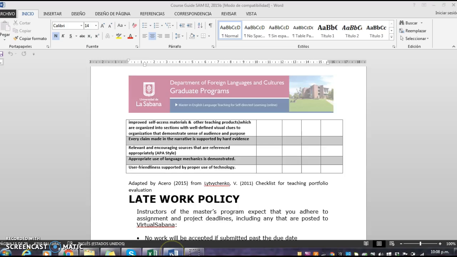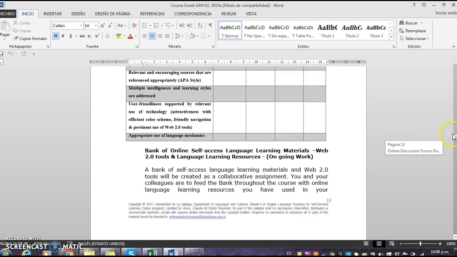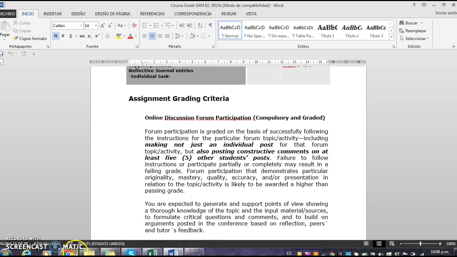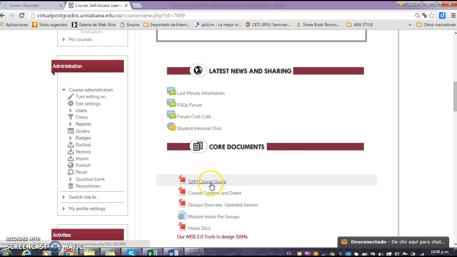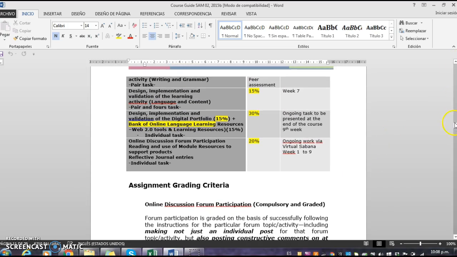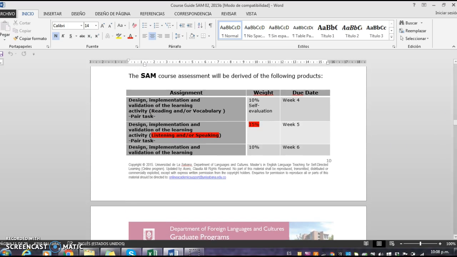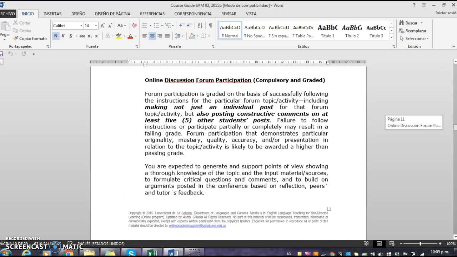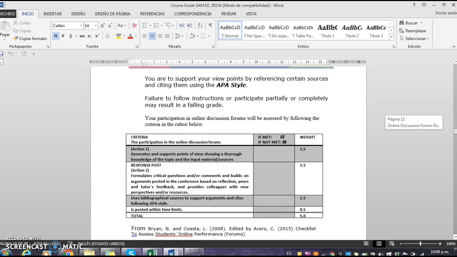So I want initially that you go back to the course guide that was posted in our Virtual Savannah course, the one that has all the information on how I was going to grade you. In certain cases, you will have some ideas about the grade that you received. Probably you were expecting a higher grade, but since I have this rubric, that's why probably you didn't get that grade.